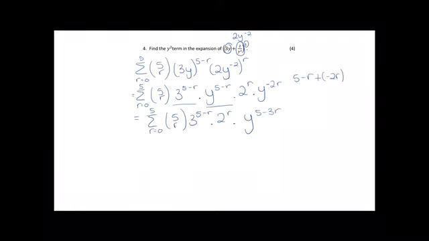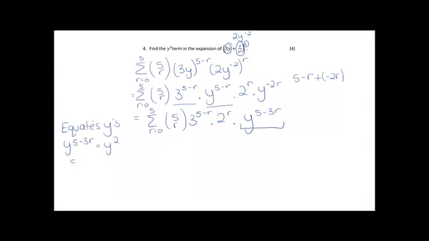Now once you've got that y term on its own, you can then equate your y's. So normally we would say equate your x's, but you just do whatever term it is that you're given. Okay, so we're equating our y's. So we've got y to the power 5 minus 3r equals y squared. We're interested in our powers, so that can form us an equation. So negative 3r must be equal to negative 3, so r must be equal to 1.